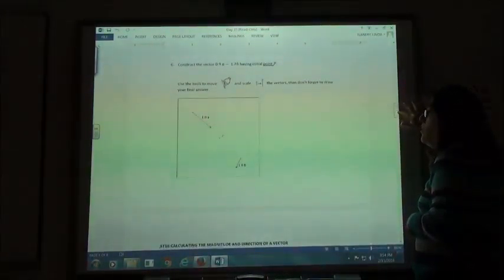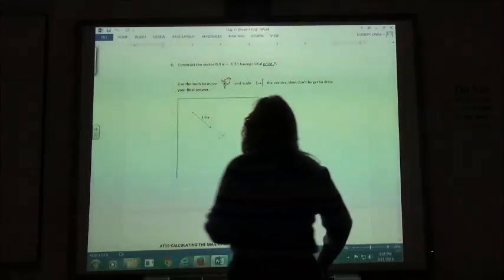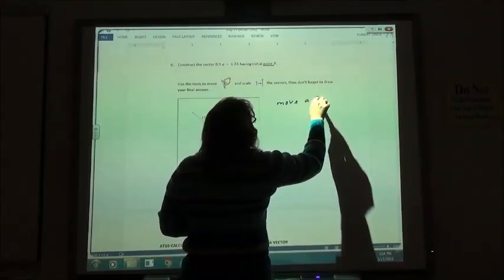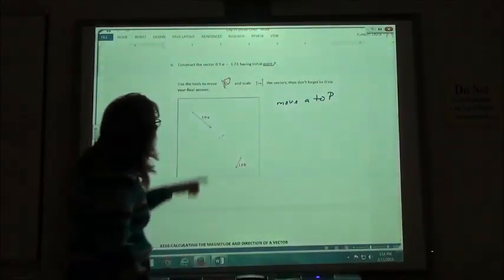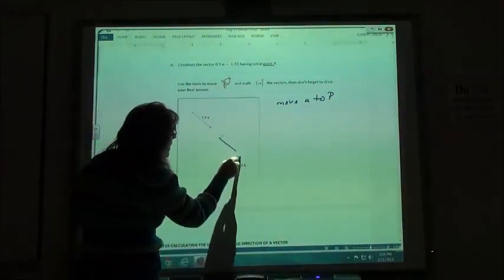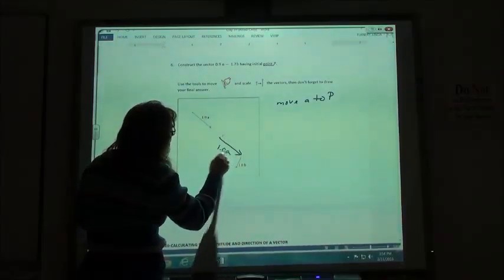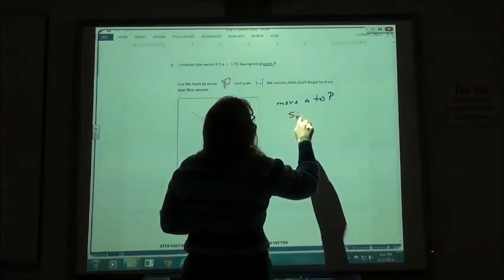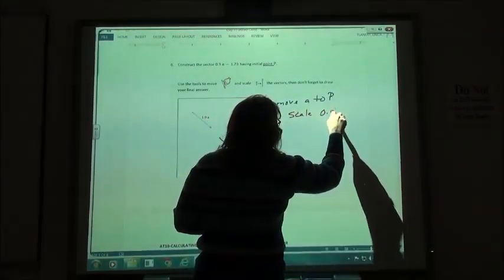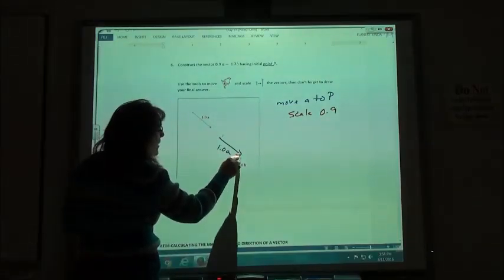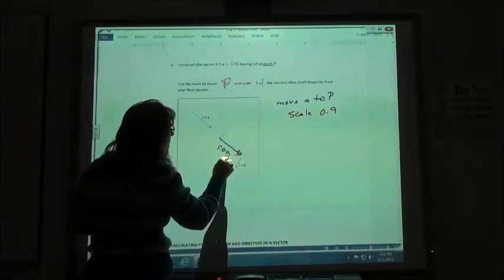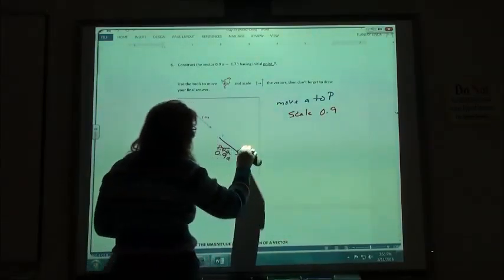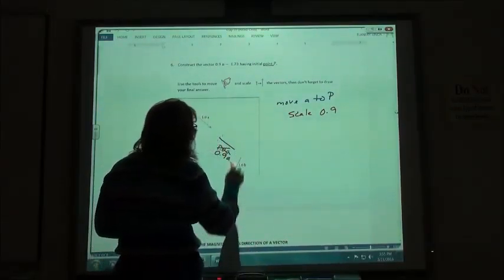One more of those, we are constructing 0.9A minus 1.7B. So move A to P again. So starting with A, I'm going to move it to P. It's going to be like that. It's going to say 1.0A. I'm going to scale it. So it's going to be 0.9. So it's just going to be a little bit shorter. I'm going to push the end back. And so now it's going to say 0.9A. We'll just say it ended there.